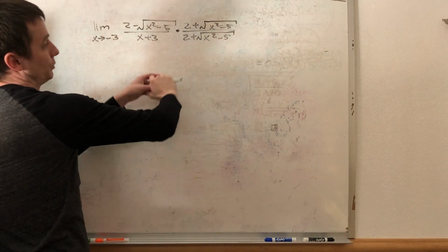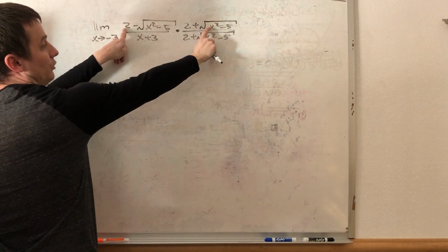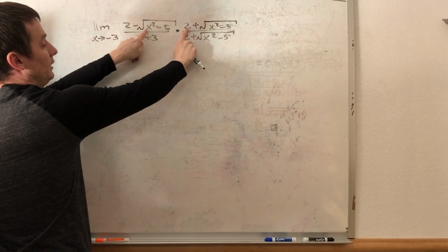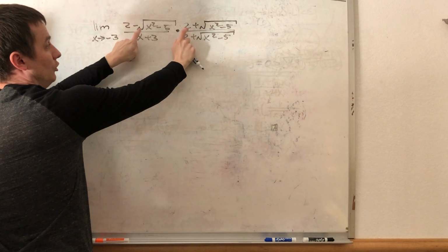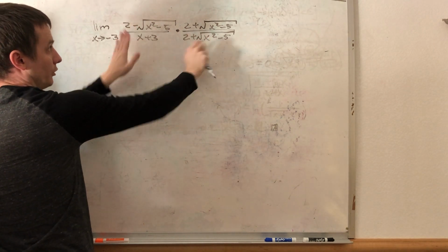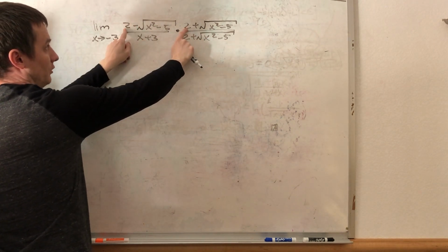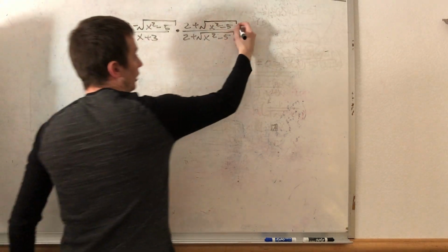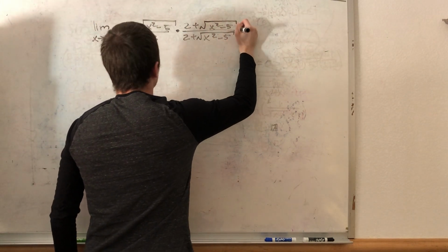The nice thing about multiplying by the conjugate is when I multiply these two terms together, I get 2 times this square root. And when I multiply these two terms together, I get 2 times negative the square root. So those cancel out. So I just need to do this term times this term, and then this term times this term in my numerator. The denominator we won't multiply out, we'll just leave it as is.